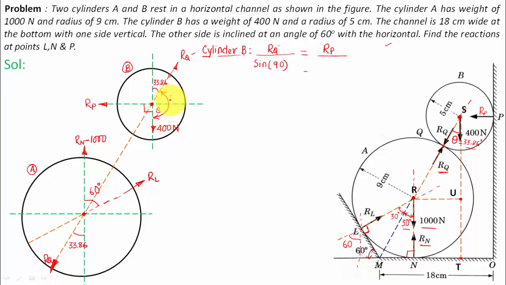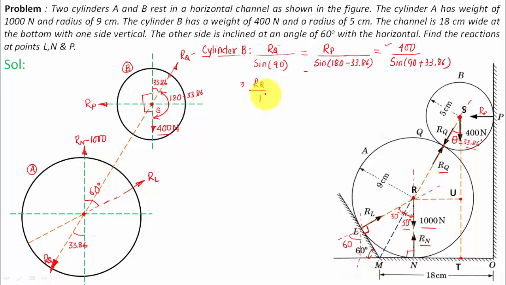So this angle is how much? This is 180 minus 33.86. So we shall write over here sine of 180 minus 33.86. What's next? The force that is remaining is 400 Newtons. So let me write 400, and the remaining two forces are RP and RQ. The angle between RP and RQ is this one, 90 plus 33.86. So sine of 90 plus 33.86.